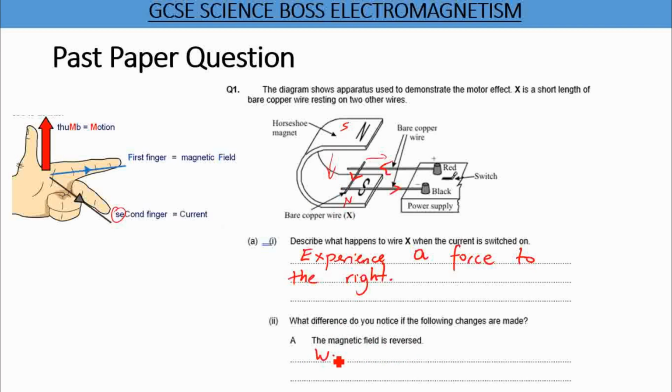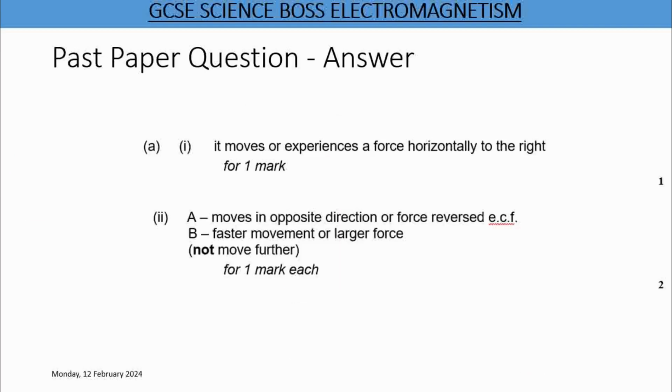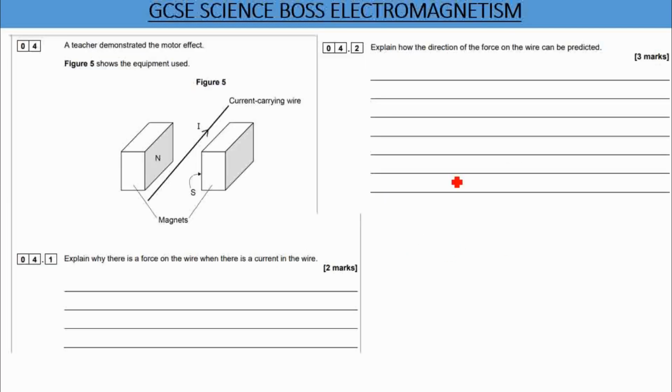So the wire would go left. Okay, good. All right, so the wire would go left in the opposite direction. So to the right, we go in the opposite direction, to the left. Okay, here is another question.